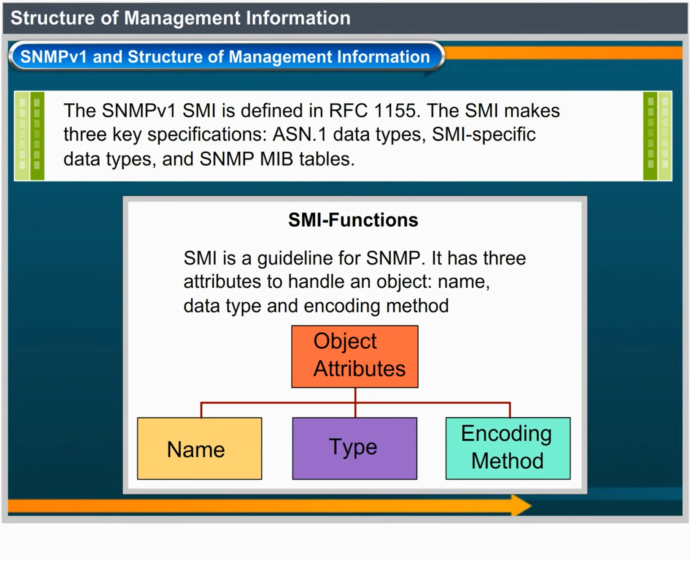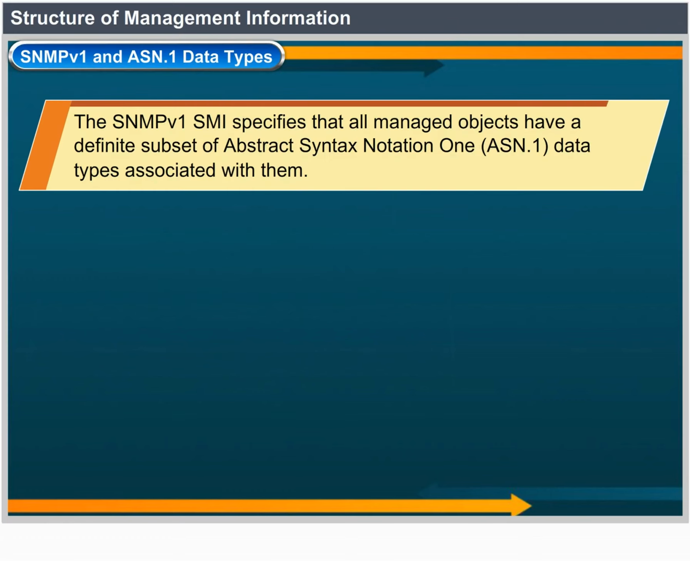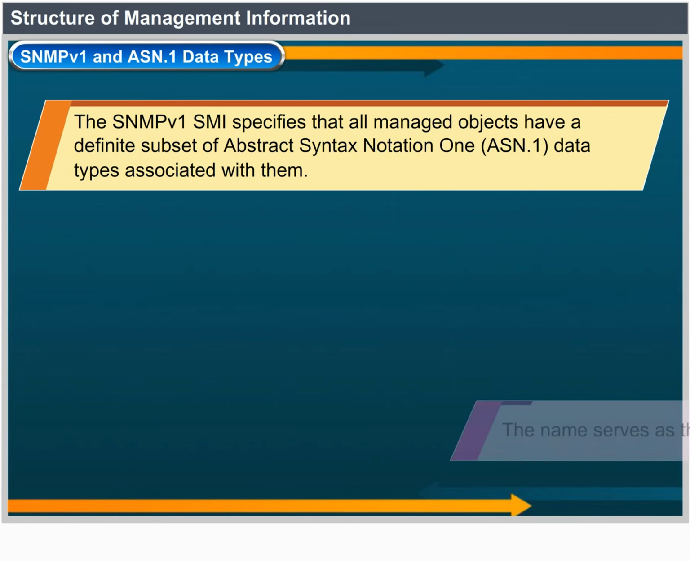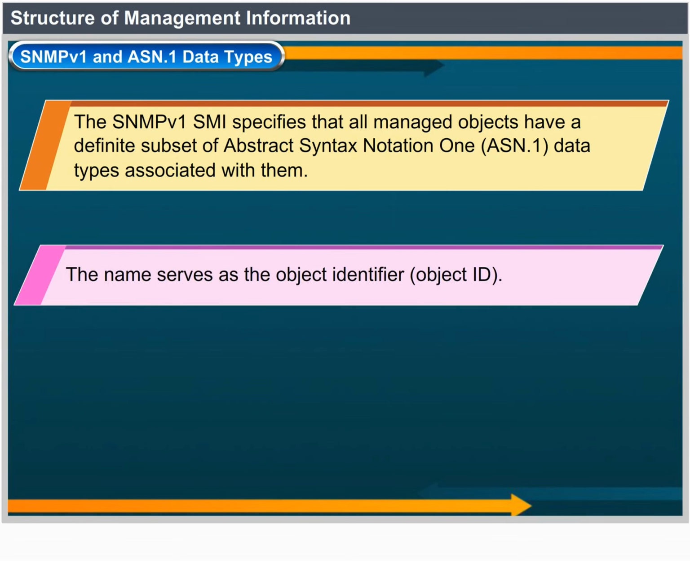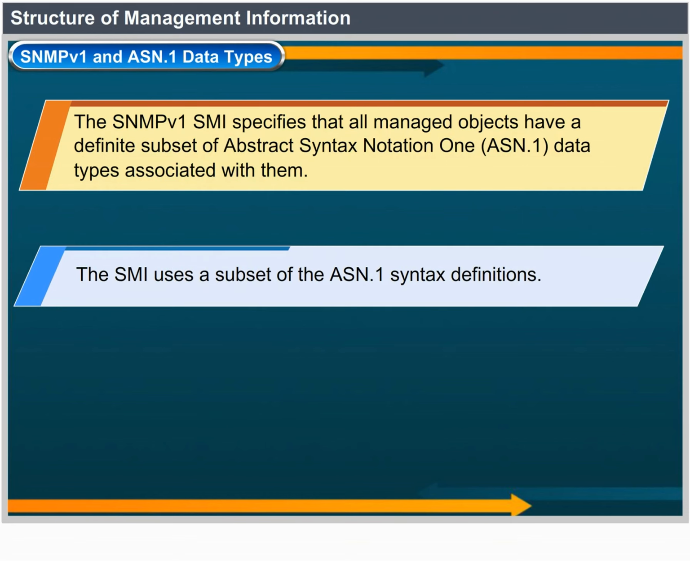SNMP v1 and ASN.1 data types. The SNMP v1 SMI specifies that all managed objects have a certain subset of Abstract Syntax Notation 1 or ASN.1 data types associated with them. Three ASN.1 data types are required: name, syntax, and encoding. The name serves as the object identifier or object ID. The syntax defines the data type of the object, for example, integer or string. The SMI uses a subset of the ASN.1 syntax definitions. The encoding data describes how information associated with a managed object is formatted as a series of data items for transmission over the network.